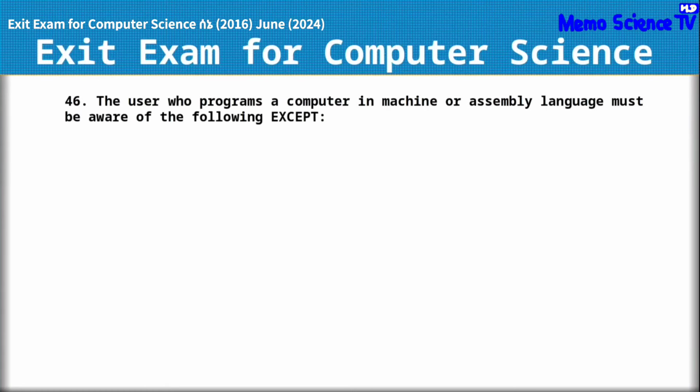Question number 46. The user who programs a computer in machine or assembly language must be aware of the following except: A. The register set. B. The type of data supported by the instruction. C. The analysis model. D. The memory structure.